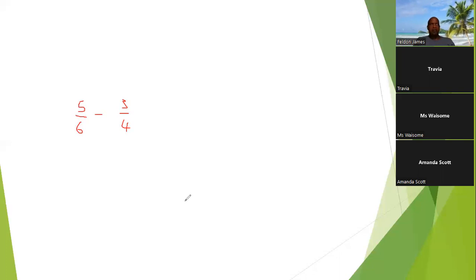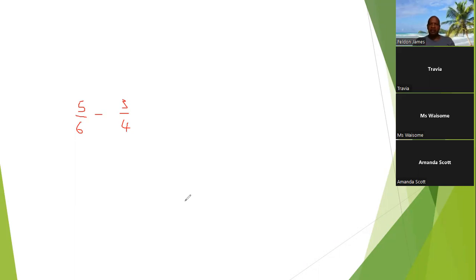Why do we find the lowest common multiple, students? Sir, so we can get the answer in its simplest form. Not really, because if the denominators are different, we're trying to find the LCM so that we can express the two fractions with the LCM as the denominator.